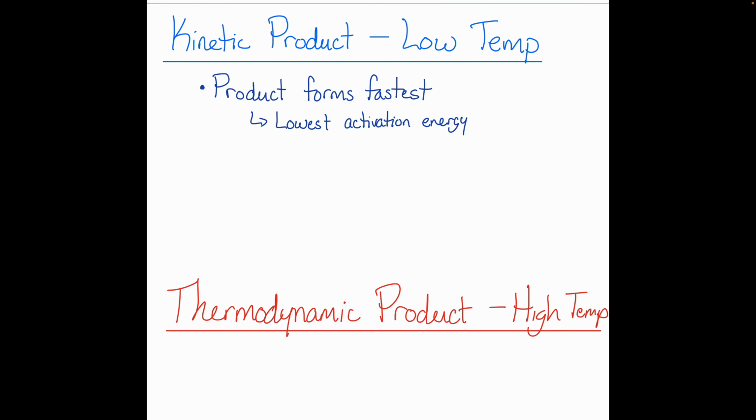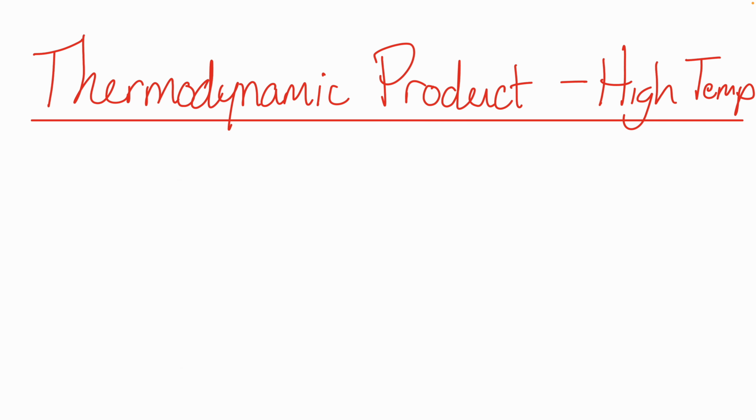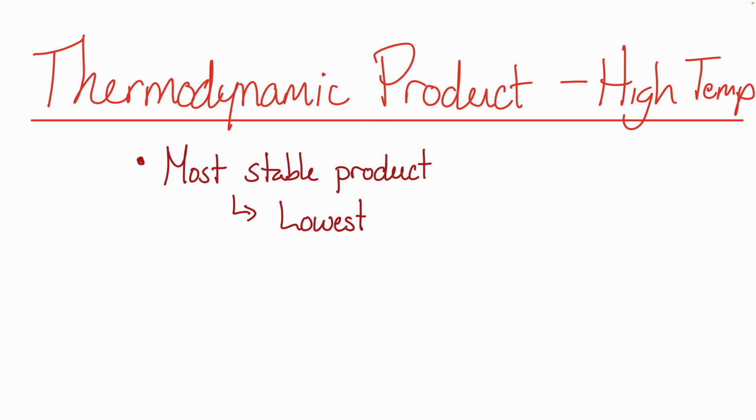Whereas our thermodynamic product, this is the one that is the most stable product. And according to our free energy diagram, why is it the most stable? Because it's got the lowest final energy.